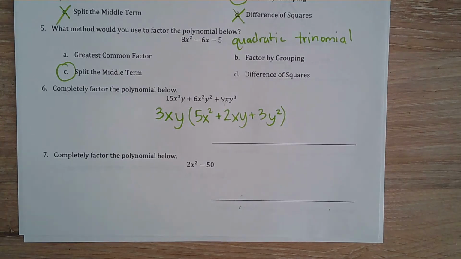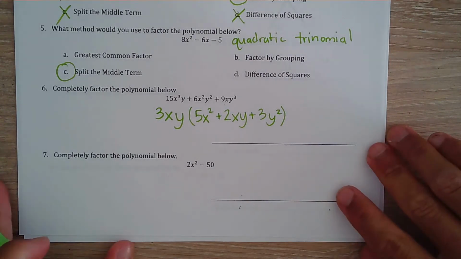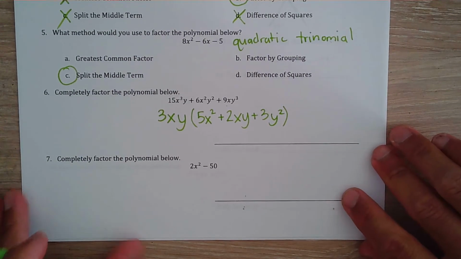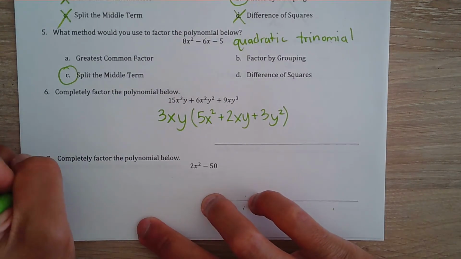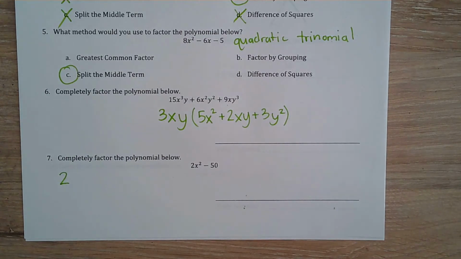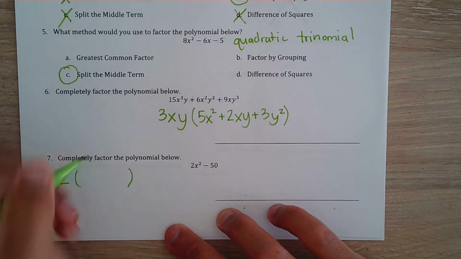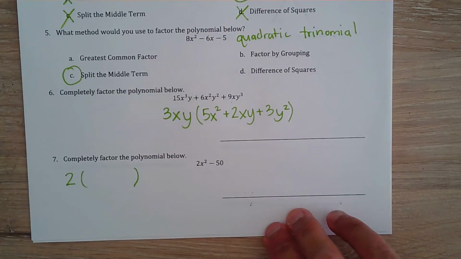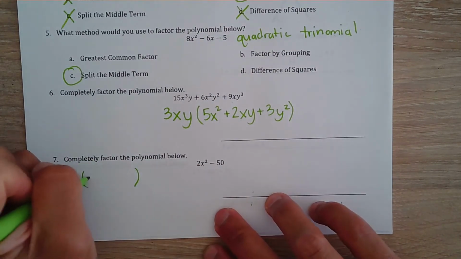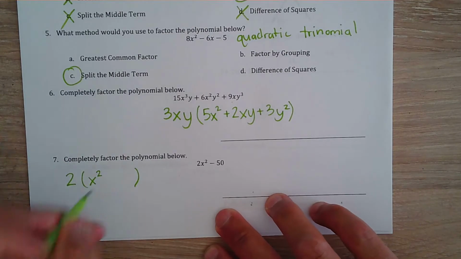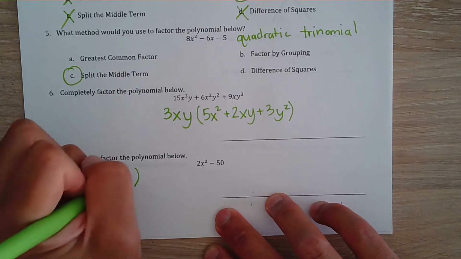All right, question number 7. So remember how I always told you students, always try to factor out your greatest common factor first. Notice that our greatest common factor is just 2. So let's try to do that. We factor out a 2. So once that's outside and then inside, we need to get back to 2x squared minus 50. So in parentheses, we should write x squared minus 25.